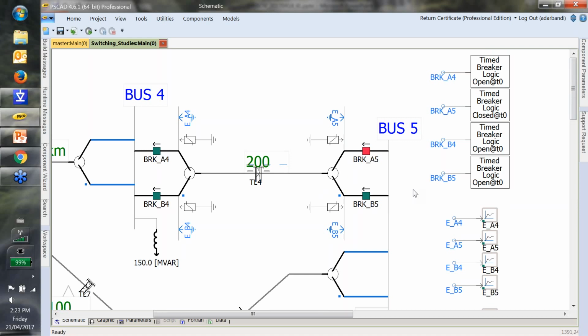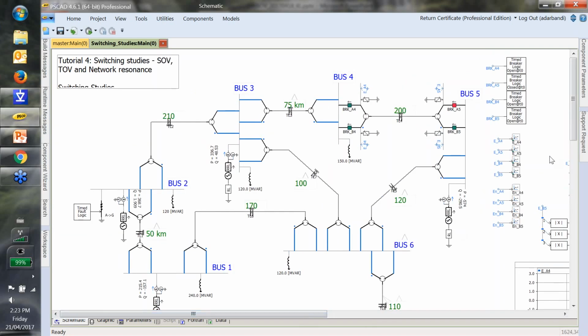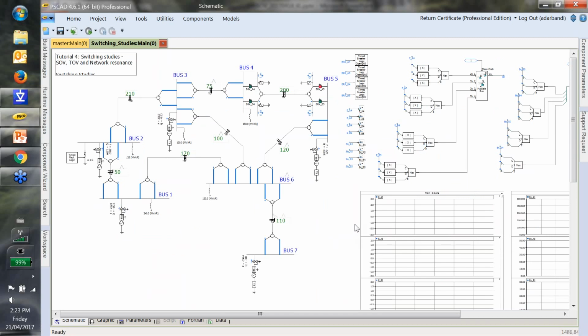Now, if I zoom out, we can see the whole circuit. The boundary buses are represented with equivalent sources. We try to model 2 buses away from this study line. And all the shunt devices are represented in the model.